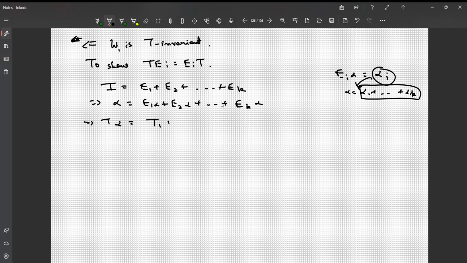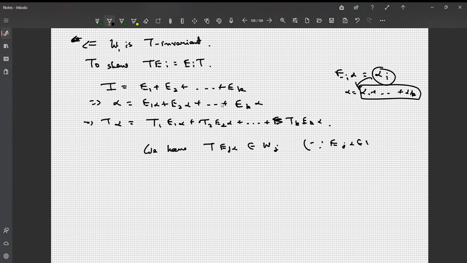Then what is T of alpha? So T of alpha is basically T E1 of alpha plus T E2 of alpha, and so on till T Ek of alpha, right? Now Wi is T invariant. So if Wi is T invariant and each of these Ei alphas are from Wi's itself, right? Because Wi is the range of Ei. So we have T Ej of alpha for some j is in Wj, right?